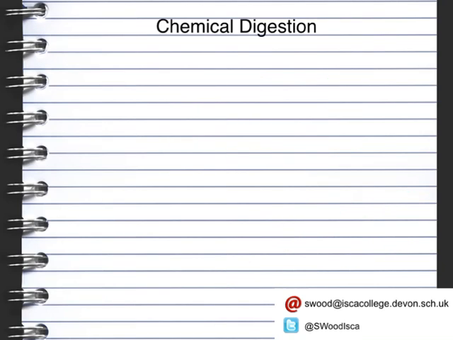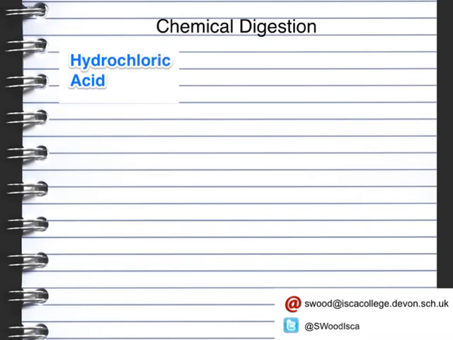Now, as we mentioned earlier, the chemical breakdown of food does require hydrochloric acid. The hydrochloric acid doesn't do the breaking down, but it provides the conditions within the stomach to help the protease break down the proteins. It will also destroy and kill any of the bacteria.